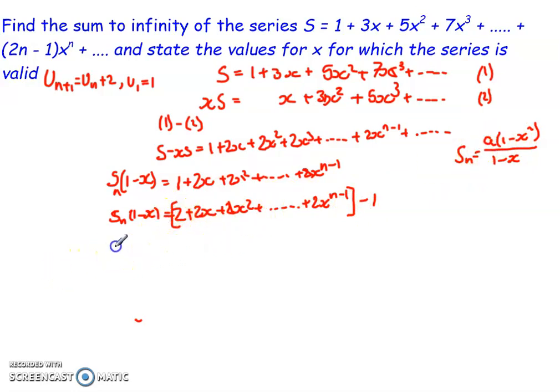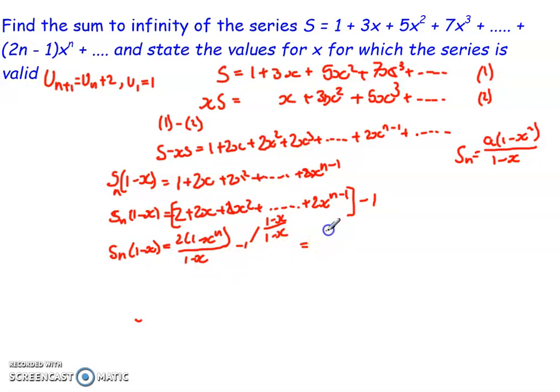So what I'm then able to say is that my sum to n terms times 1 minus x is going to equal this here with the a substituted in. So that's going to equal 2 bracket 1 minus x to the n over 1 minus x, and then take away that 1. Now, before I do anything else, I want this whole thing combined to become one fraction. So this minus 1, I'm going to write it as 1 minus x over 1 minus x and combine it all together.